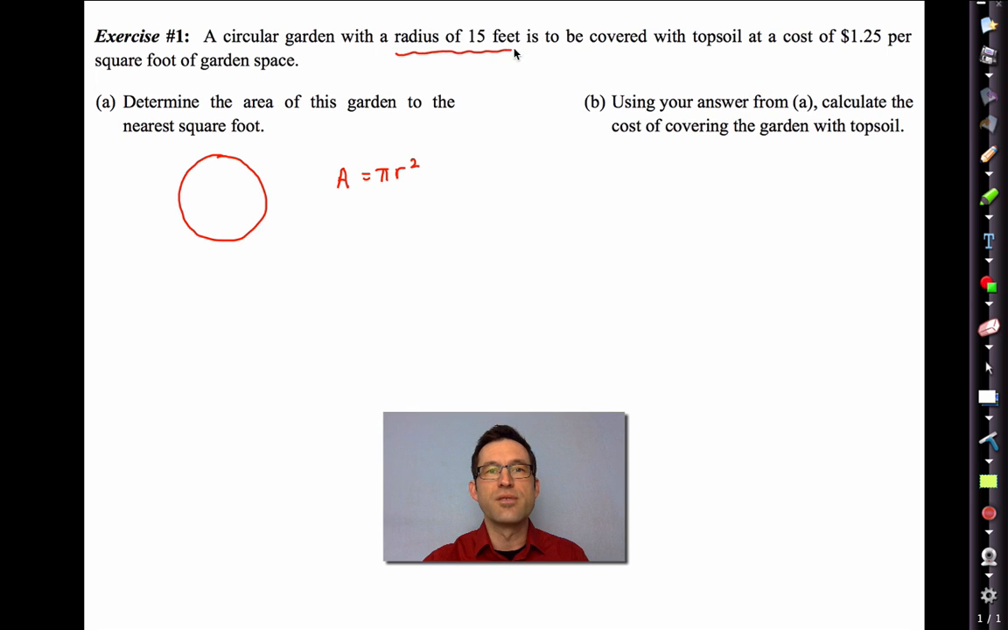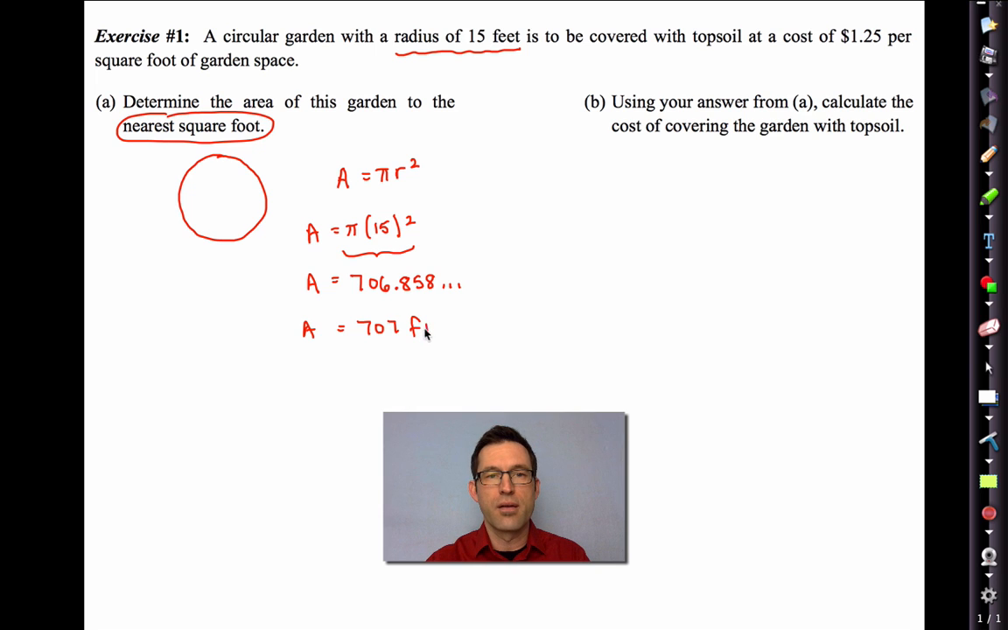So if the radius is 15 feet, then the area of the circle is going to be pi times 15 squared. Because we want this to the nearest square foot, not in terms of pi, which makes sense because we're doing something practical with it, we would just multiply this all out on our calculator. It's a messy answer. It turns out to be 706.858, etc. And that ends up being 707 square feet of area.